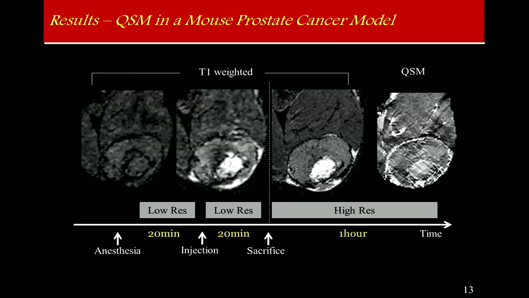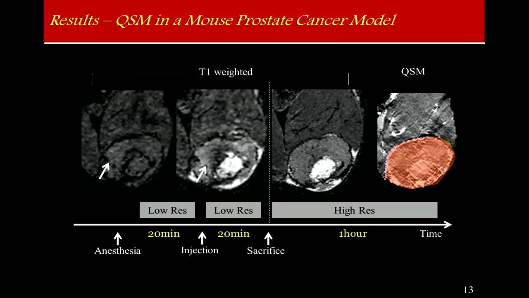And this is a representative case from our mouse experiment. On the T1 weighted image, we are able to confirm the contrast enhancement inside the tumor. And then on the QSM image, we see that there is a ring enhancement suggesting angiogenesis in the periphery. And we also notice that in the middle, it is quite heterogeneous.